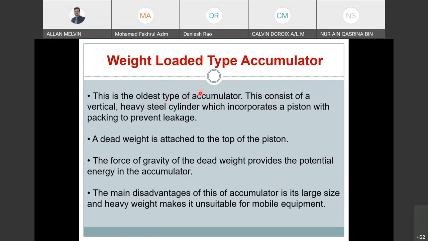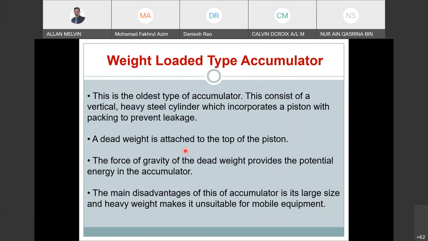It consists of a vertical heavy steel cylinder which incorporates a piston with packing to prevent leakage. The dead weight is attached to the top of the piston. The force of gravity of the dead weight provides the potential energy in the accumulator. The main disadvantage of this accumulator is that its large size and heavy weight make it unsuitable for mobile equipment.